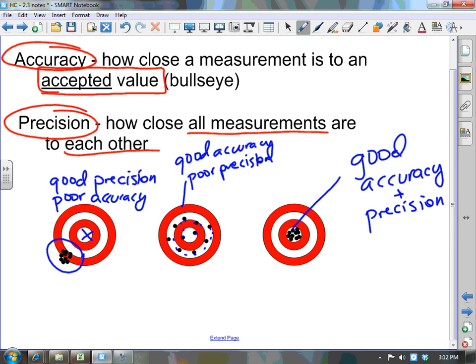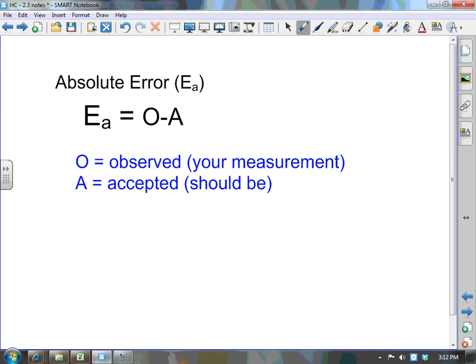Now, how do we know how good or how bad a measurement is? How do we calculate that? How do we describe it? How do we determine it? Basically, it comes down to a couple simple calculations. And your book really only shows one, but we're going to go through 4.